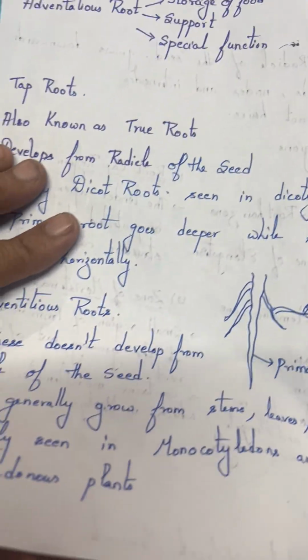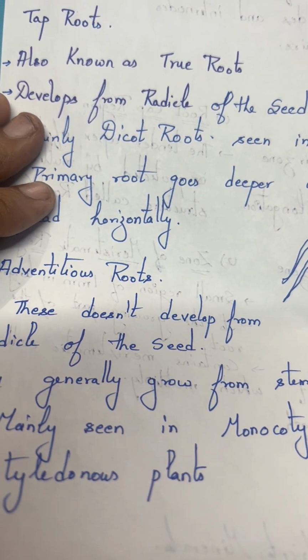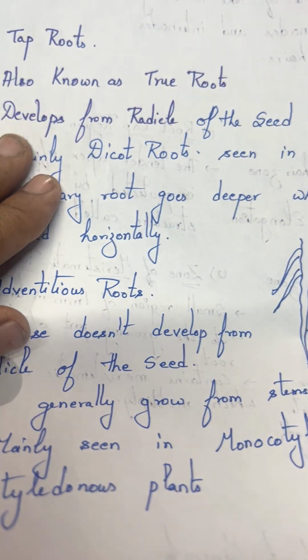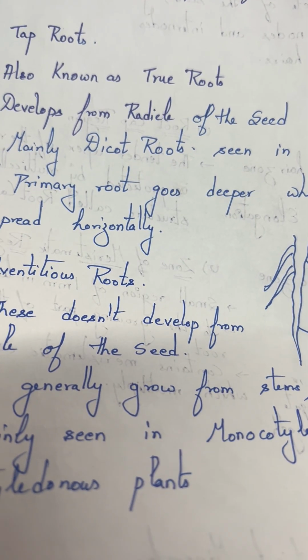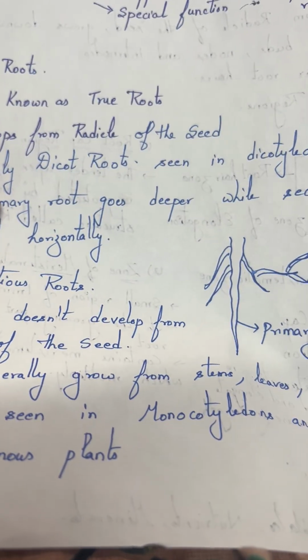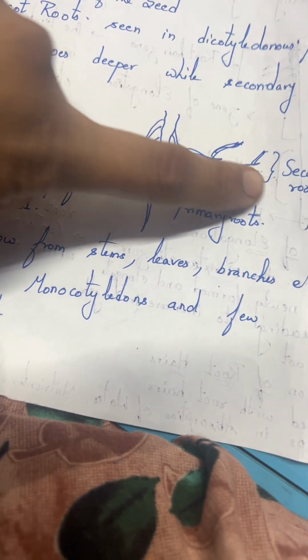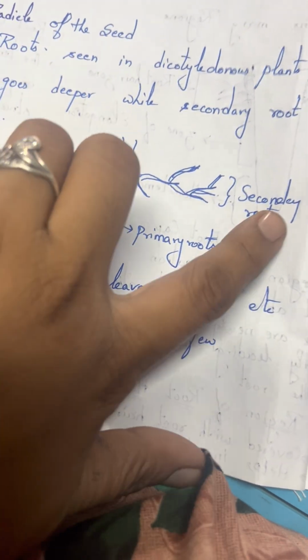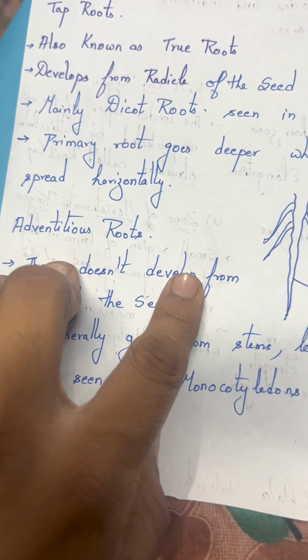Okay, next, taproots. Firstly we'll speak about taproots, also known as true roots. They develop from the radicle of the seed, mainly seen in dicot plants, in dicotyledonous plants. The primary root goes deep into the soil. This is the primary root, and the ones which grow on the sides, transversely, are the secondary roots. The secondary roots spread horizontally. Okay, next, adventitious roots.